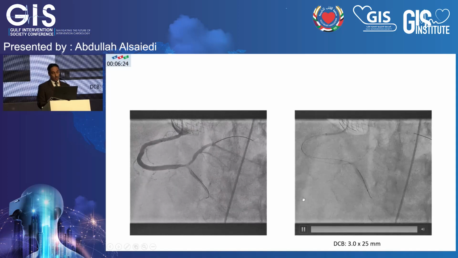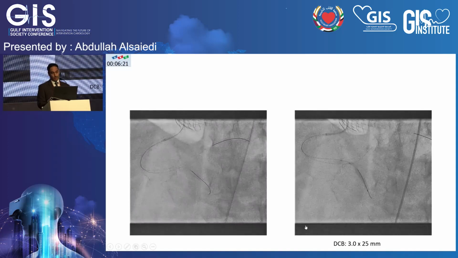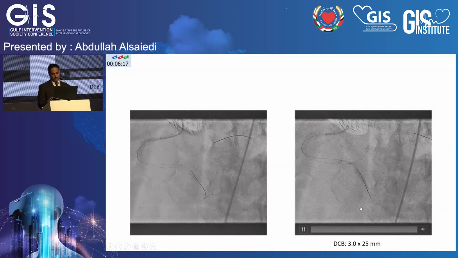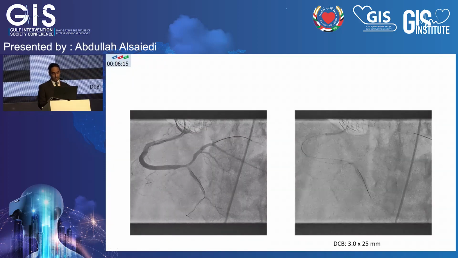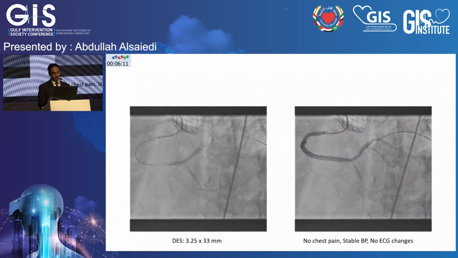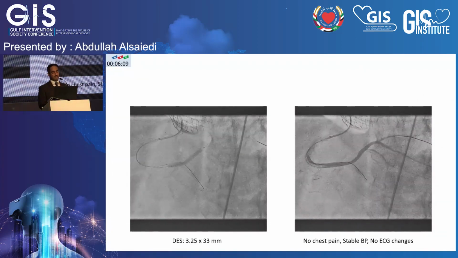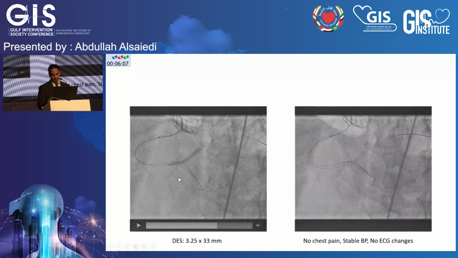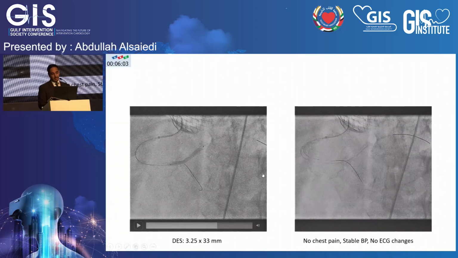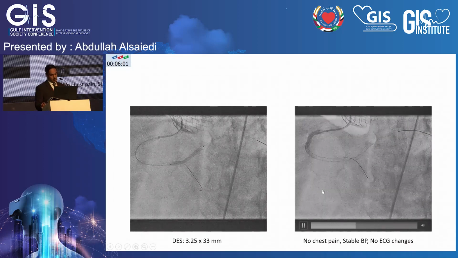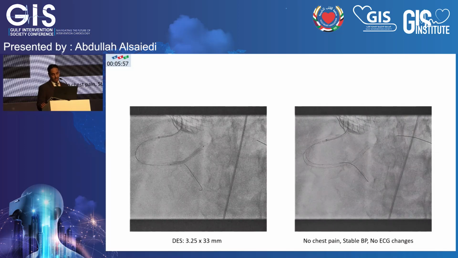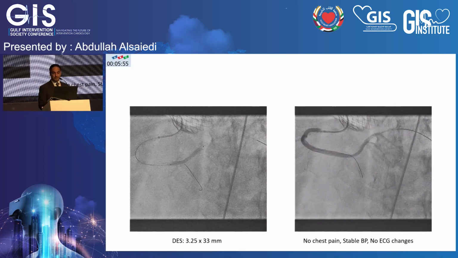So our plan was to go provisional. So we started basically to do DCB initially to the PDA branch using a 3.0 by 25 millimeter balloon. And then we put a drug-eluting stent, 3.25 by 33 millimeter, and we chose this branch actually because it's bigger relative to the PDA. Immediately after stenting, clearly we lost the PDA branch, and luckily this patient didn't have any chest pain, blood pressure was stable, and no ECG changes.